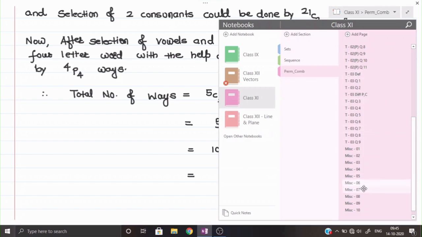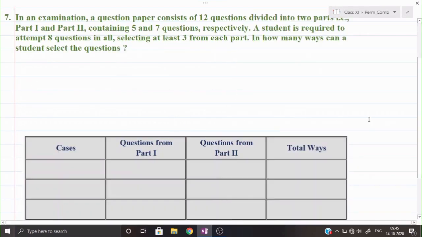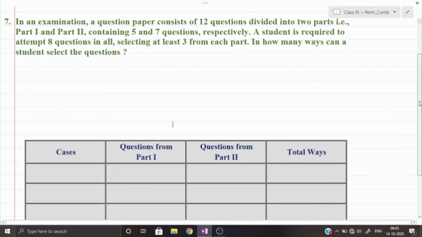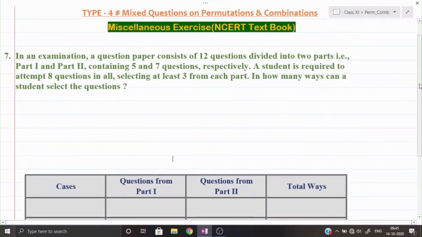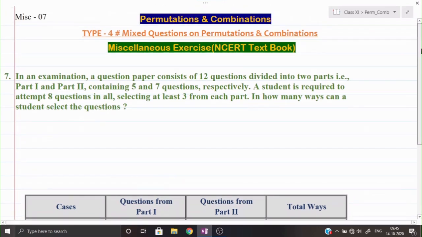The next question I am taking as question number 7. See the 7th question, what they are saying to us. In an examination, a question paper consists of 12 questions divided into 2 parts, that is part 1 and part 2, containing 5 and 7 questions. You are also solving question papers having different parts, for example section A, section B, section C. Section A contains some number of questions, section B contains again some number of questions. In the same way here, part 1 and part 2 contain 5 and 7 questions respectively.